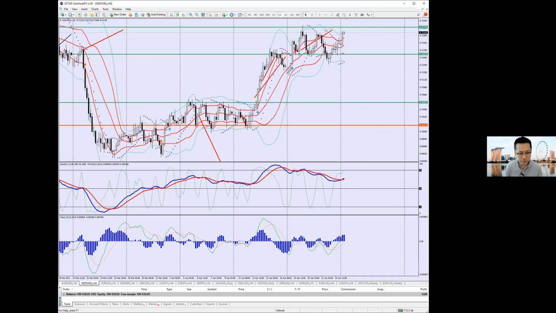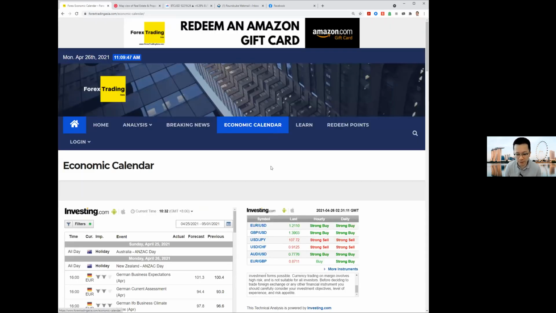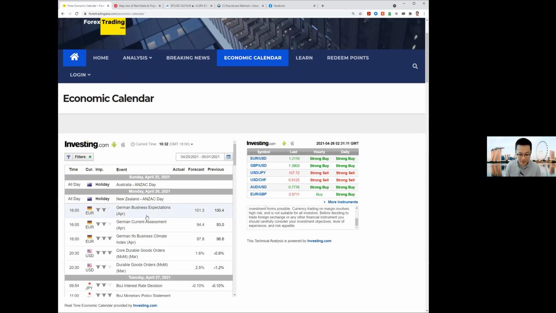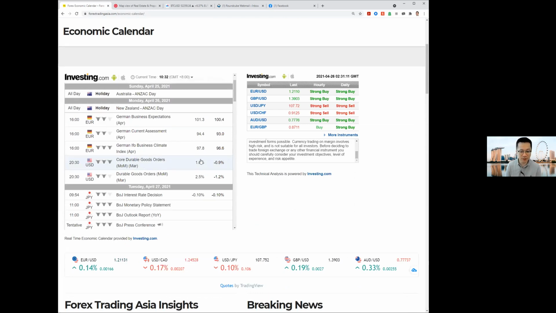So what could move prices this week? Looking at the Forex Trading Asia.com economic calendar here. Sunday, we had the Anzac Day in Australia and New Zealand, so it's a bit of a holiday right now. We're going to see a little bit of a quieter market in terms of the Aussie and the Kiwi dollar, but there are going to be big price movers coming up.